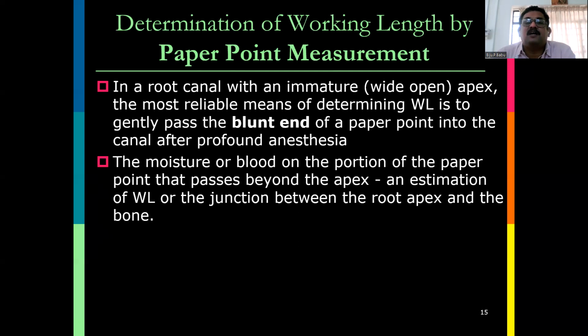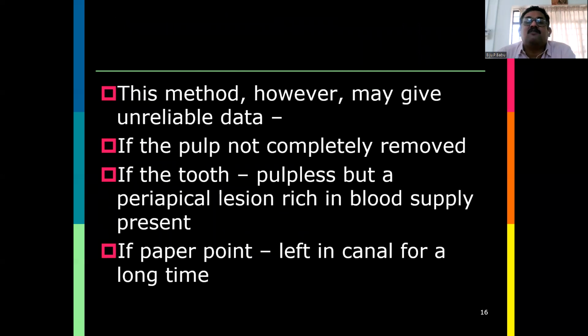The moisture of blood on the portion of the paper point that passes beyond the apex gives an estimation of the working length, or the junction between the root apex and the bone, which is measured. This method, however, may give you unreliable data if the pulp is not completely removed, if the tooth is pulpless but a periapical lesion with blood supply is present, or if the paper point is left in the canal for too long. All these can give you different, not accurate results.